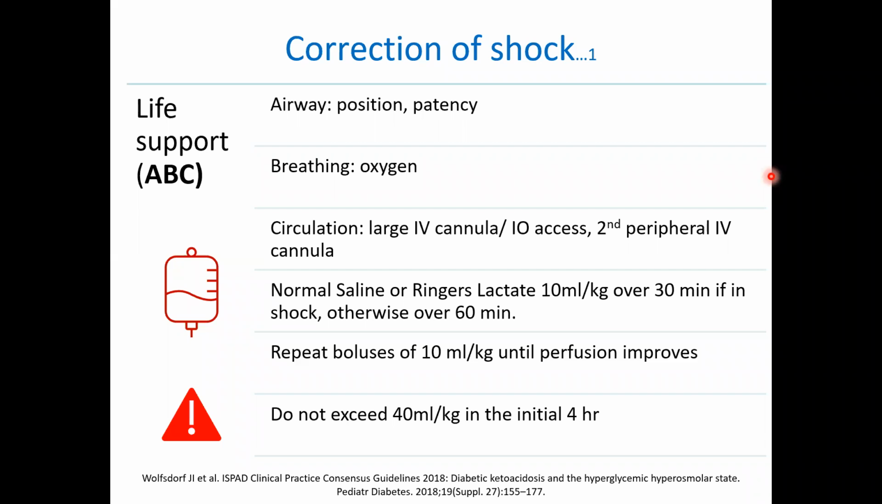So just going back to our patient, they actually had shock because they had cool extremities and a prolonged capillary refill time. So this patient should actually have received 10 mils per kg over 30 minutes, and that is what they received.